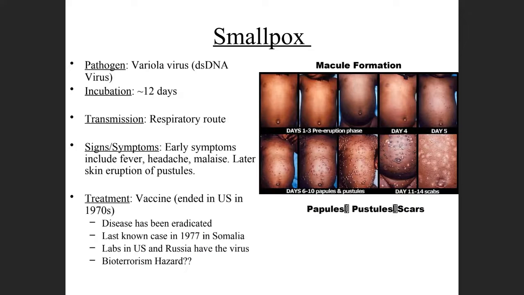All right, smallpox. Now, even though we're talking about smallpox here, the thing is that smallpox has been eradicated. We don't see smallpox anywhere. The last known case of smallpox was in 1977, somewhere in Somalia. And the reason that it's been eradicated is because from the beginning of last century all the way through the 1970s, mass vaccination was done against it.